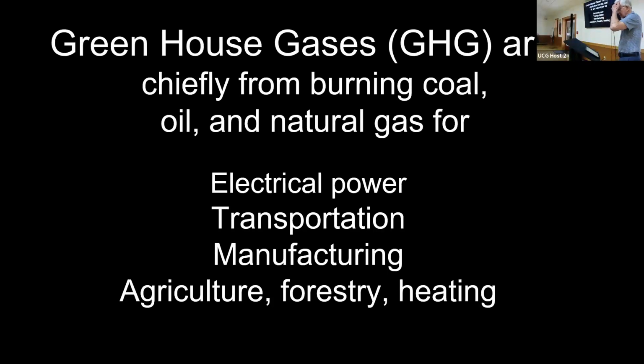And the greenhouse gases arise from the combustion of coal, oil, and natural gas, and primarily go to 4 different areas. We consume about 25% to generate electrical power, then transportation, manufacturing, and finally agriculture, forestry, and heating of our homes and residences. So each of these 4 areas of where these fossil fuels are going, where we're consuming them, what we're using them for, are approximately equal.